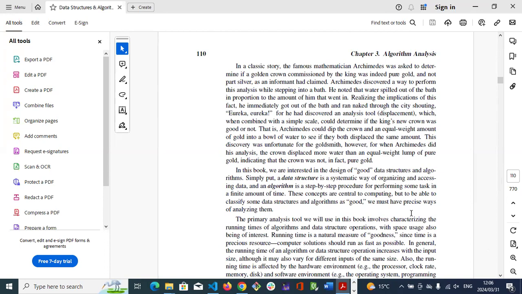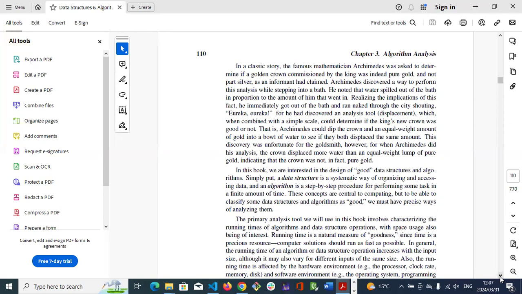In this book, we are interested in the design of good data structures and algorithms. Simply put, a data structure is a way of organizing and accessing data, and an algorithm is a step-by-step procedure for performing a task in a finite amount of time. These concepts are central to computing, but to be able to classify some data structure or algorithm as good, we must have precise ways of analyzing them.